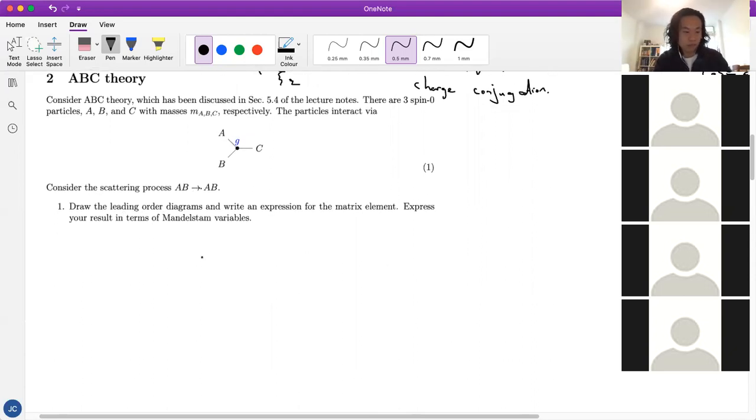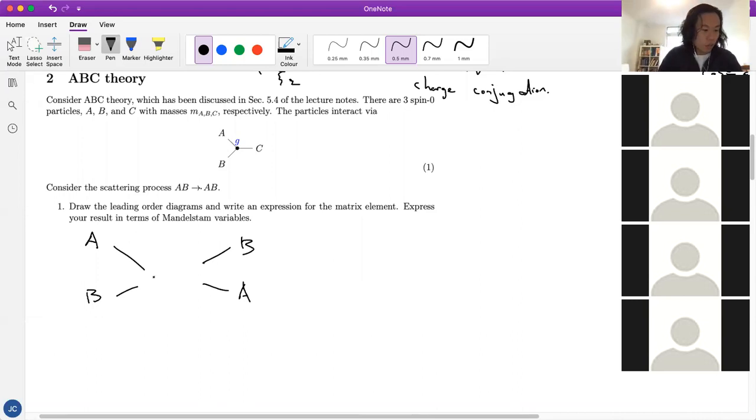Express the result in terms of the Mandelstam variables. Okay, so we want AB to go in, and then we want AB to come out. I drew the other way around, but it doesn't matter. For the end states, there's a symmetry. You can flip them if you want.